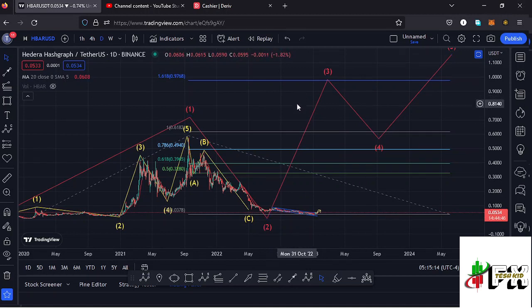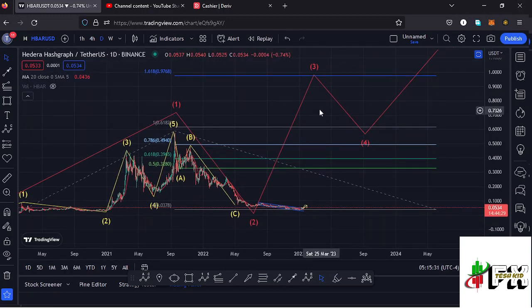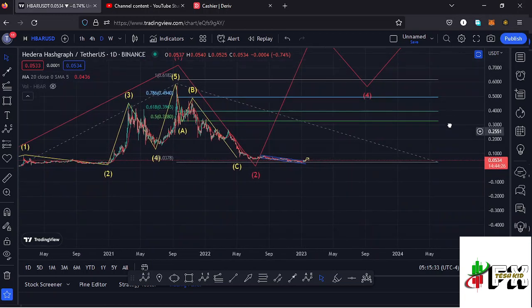And here on the daily chart, you can see I have sketched out a minimum target area to the upside in the formation of this wave 3 using a trend-based Fibonacci. And that gives me a minimum target area to the upside at the Fib level 1.618, and that perfectly lies at around the $0.9768 mark, and that is the minimum that I'm expecting Hbar to do in the long-term scenarios.